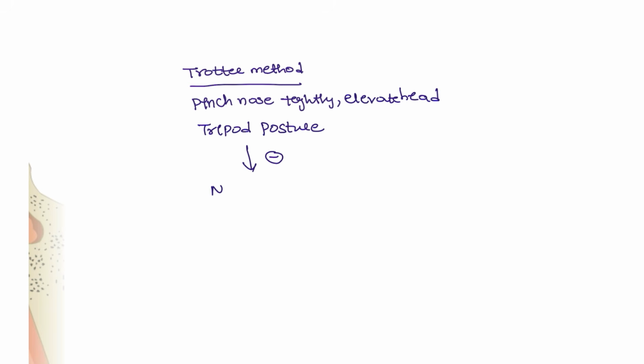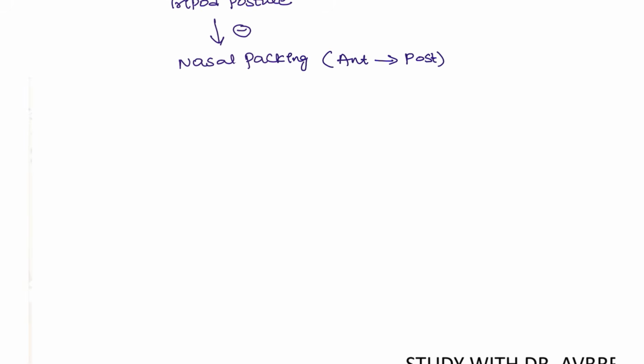If it is still not controlled, go for nasal packing. First start with the anterior, and if still not controlled, then go for the posterior packing. If still not controlled, then we have to go for ligation of the vessels.